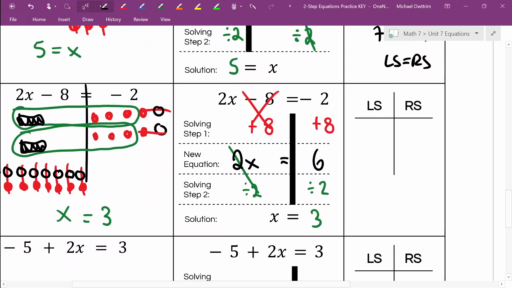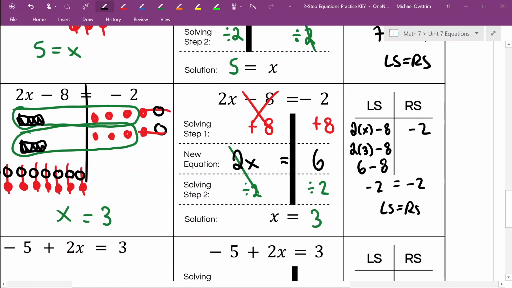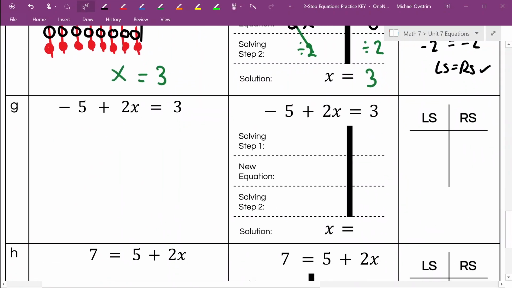In terms of our verification, we have 2 times whatever x is, subtract 8, should give us negative 2. We think that x is 3, so 2 times 3, subtract 8. 2 times 3 is 6, and 6 subtract 8 is negative 2. Negative 2 is the same as negative 2, so the left side does equal the right side.